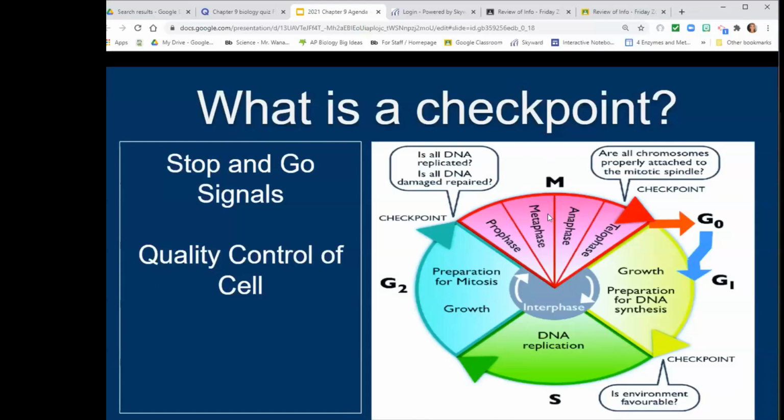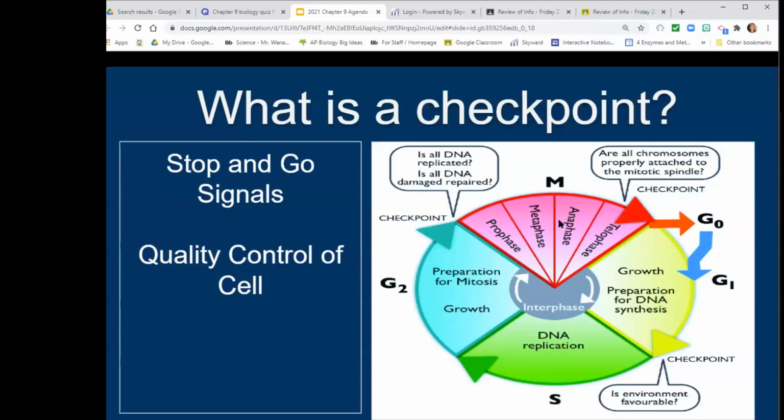The next phase is during metaphase or mitosis. Are all of the chromosomes lined up at the equator and ready to divide? Again, if not, it either corrects the error or it destroys the cell.